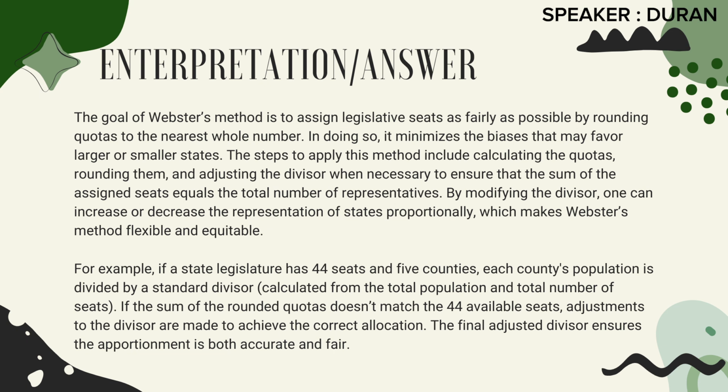For example, if a state legislature has 44 seats and 5 counties, each county's population is divided by the standard divisor calculated from the total population and the total number of seats. If the sum of the rounded quotas doesn't match the 44 available seats, adjustments to the divisor are made to achieve the correct allocation. The final adjusted divisor ensures that apportionment is both accurate and fair. In short, the Webster method is a flexible and equitable method for allocating legislative seats by rounding population quotas to the nearest whole number, ensuring fair representation for all counties.